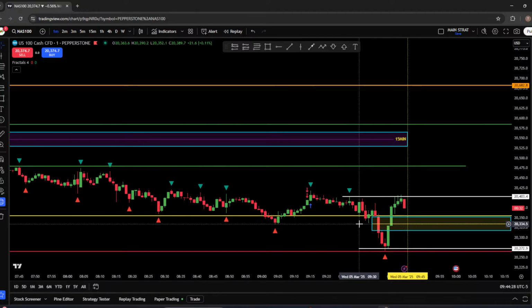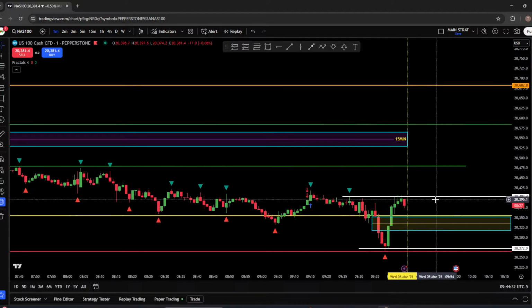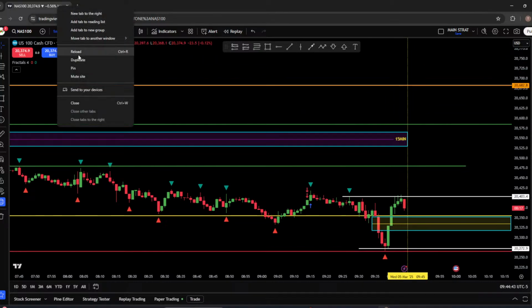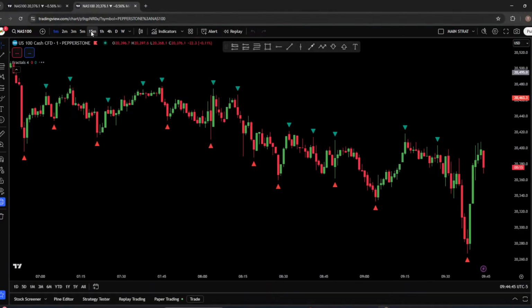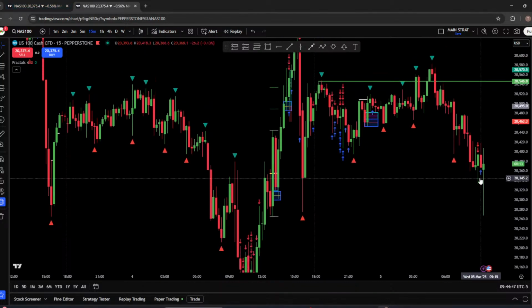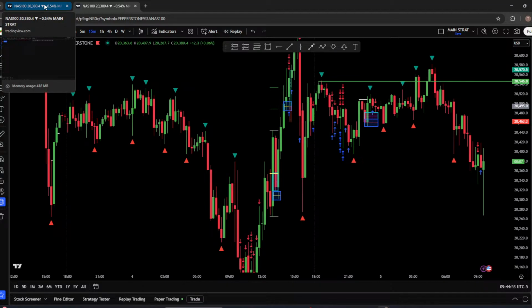Got 33 seconds left on this 15-minute candle. It was about the 9:45. See what it does here. We had a huge wick down if we look at the 15-minute. This one here. That looks like manipulation to me.